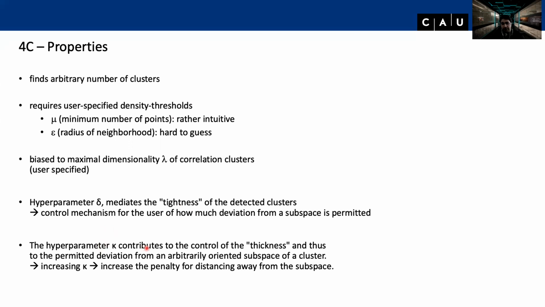And we have this parameter kappa, which contributes to this thickness, similar to delta, and thus to the permitted deviation from the subspace clusters. So as we've seen, increasing kappa increases the penalty for distancing away, because the second direction that we had is like epsilon divided by kappa. And if we increase kappa, it's like we say this one dimension gets smaller and smaller in that particular direction. And if we choose a larger kappa, we say, no, we do not permit that much deviation in this orthogonal direction.